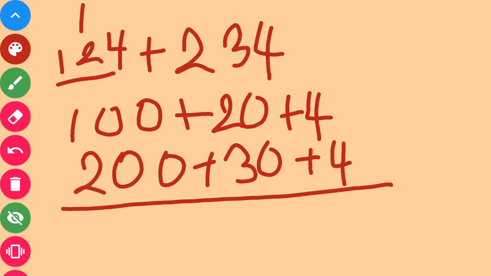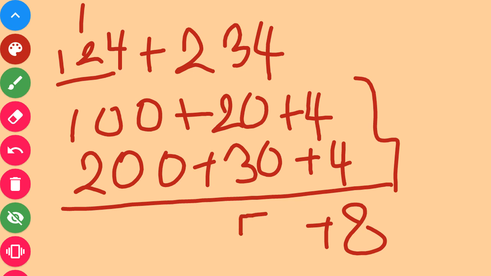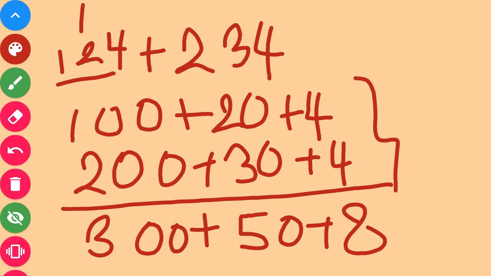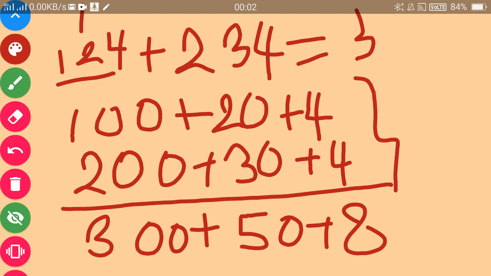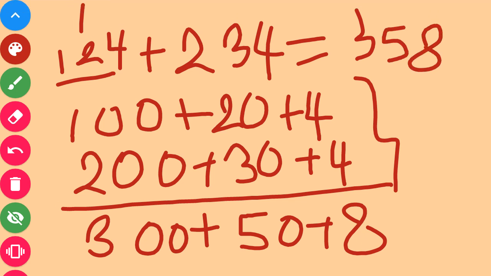Now what will we do? We will sum these two expansions. So 4 plus 4 will give us 8. Now 20 plus 30 will give us 50. And 100 plus 200 will give us 300. So our answer will be 358. Okay. Let us take one more example.